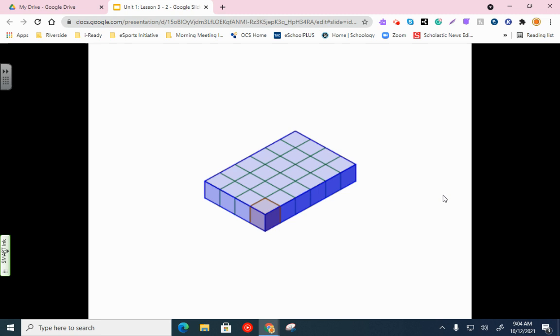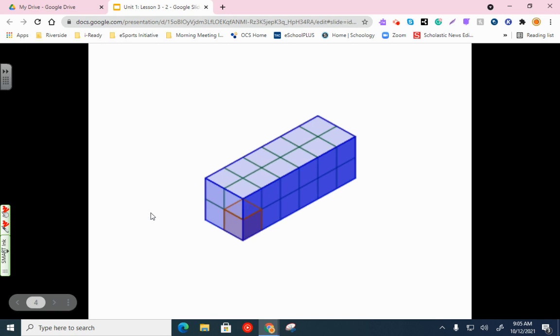So our base for this one, we've got 1, 2, 3, 4, and then we got 1, 2, 3, 4, 5, 6. So the base is 24, and it's got a height of 1. So the volume of that is 24. For this next one, this has a base of 1, 2, and 1, 2, 3, 4, 5, 6. Base equals 12, and we have a height of 2, and 12 times 2 is, you guessed it, 24.